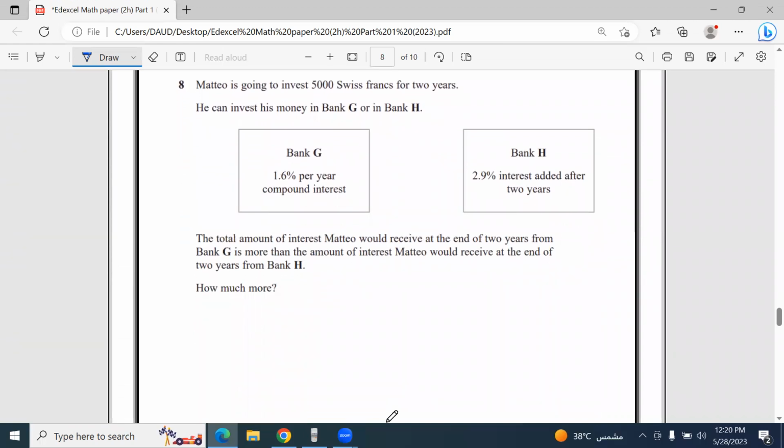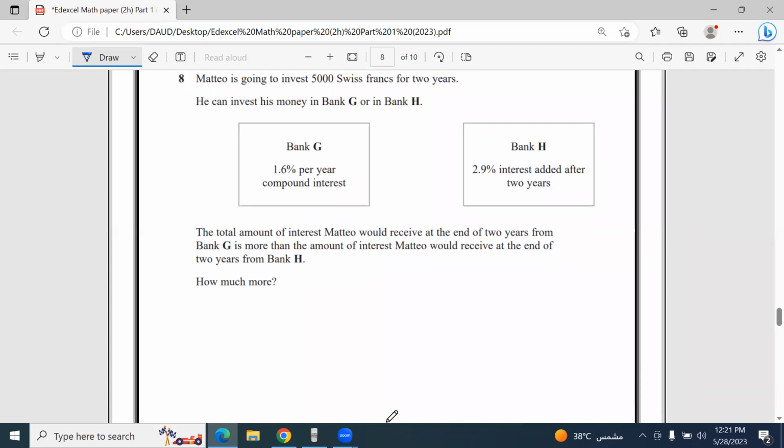Matthew is going to invest 5,000 Swiss francs for 2 years. He can invest his money in bank G or in bank H. Bank G offers 1.6% per year compound interest, and the second bank offers 2.9% interest added after 2 years. So first we will find out the value for bank G by applying the compound interest formula.